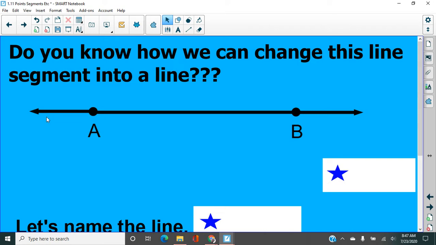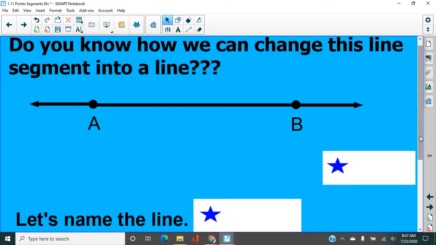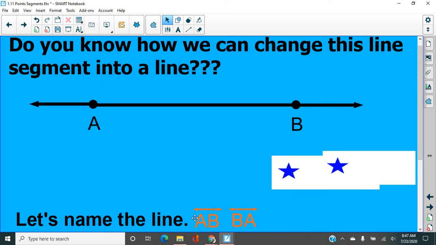This arrow shows that it keeps going this direction, right? Not just to the end of your screen, but keeps going through your screen and keeps going forever that direction and keeps going forever that direction, right? So it keeps going forever and ever and ever. Very different than a line segment, which was just a piece of this line. So we can name this line AB or BA.